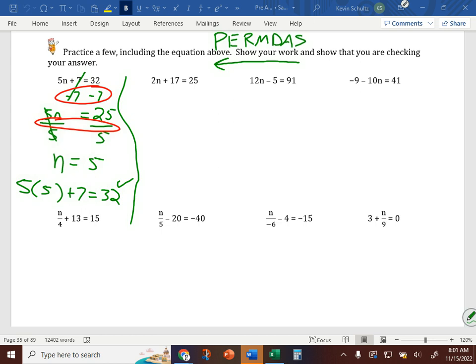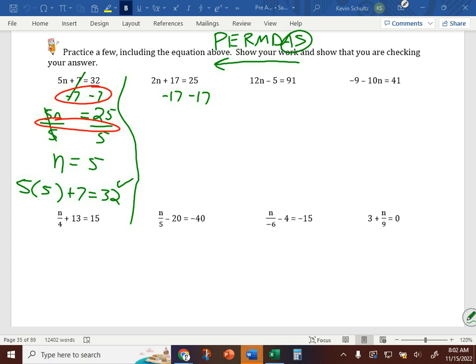Any addition or subtraction that you see, that's done first. That's why we would subtract 7 first in the first example. That's why we're going to subtract 17 first in our second example here. When you're undoing an equation, you're doing the opposite operations, you work through PEMDAS backwards.